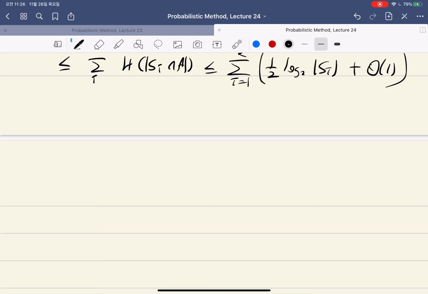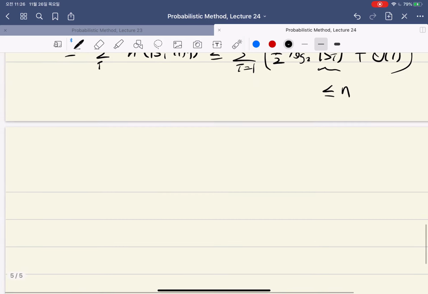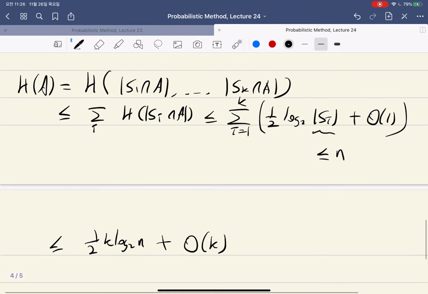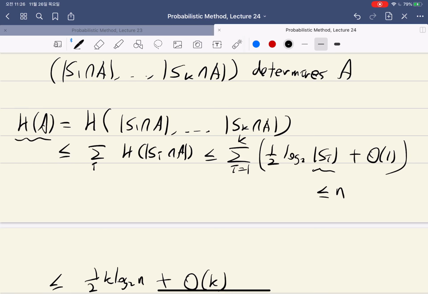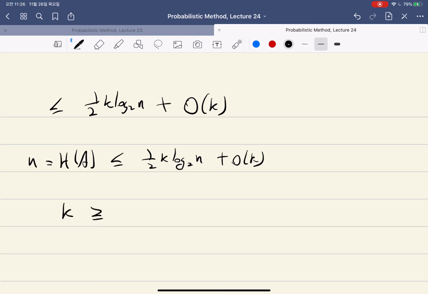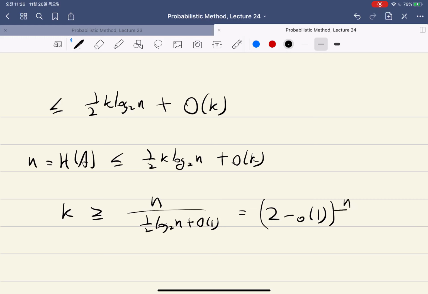So now what do we know? Each of si has size at most n. So this is nothing but half times k log 2n plus big O of k. And A is a uniform random variable out of the 2 to the m choices, so the entropy of A is nothing but n, which satisfies this. So this shows that k is at least n minus big O of k, over half times log n plus big O of 1, which is 2 minus o(1) times n over log n. You can actually get a better o(1) term here.